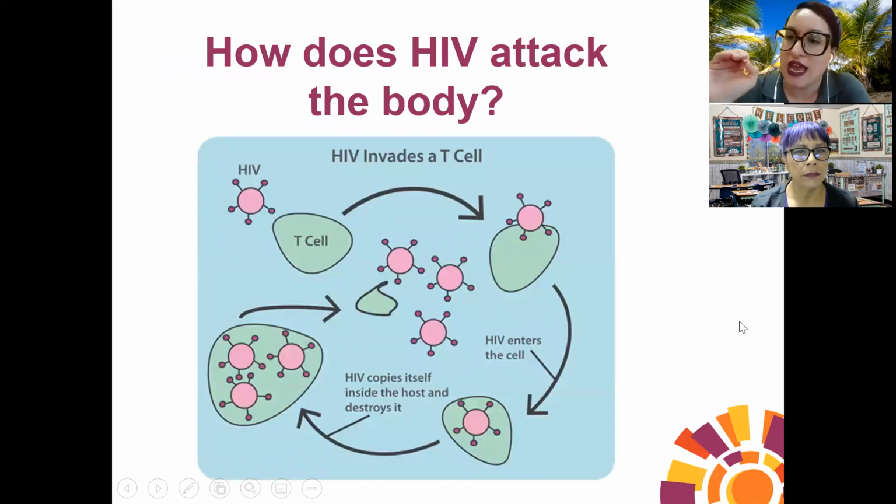And how does the HIV virus attack your body? It is simple. Here we notice the HIV virus, the pink one, and the T cell, the green one. The HIV virus enters that T cell and starts reproducing a lot of virus inside the T cell. It copies itself inside the T cell, and then at the end it kills the T cell. Those HIV viruses go directly into the bloodstream of the body.